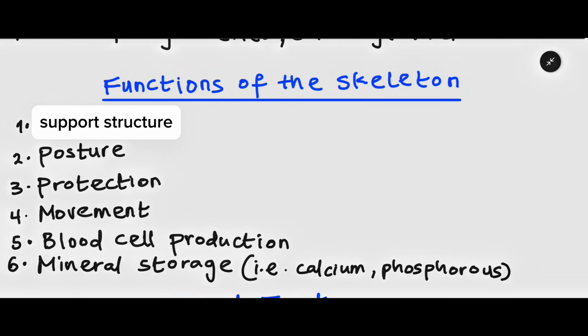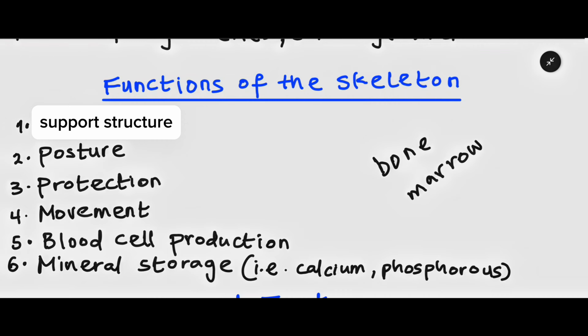Next, we have blood cell production. Bones have something inside of them called bone marrow. Bone marrow produces blood cells, like red blood cells, for example, which are really important for carrying oxygen around the body. Next, we have storage of minerals.